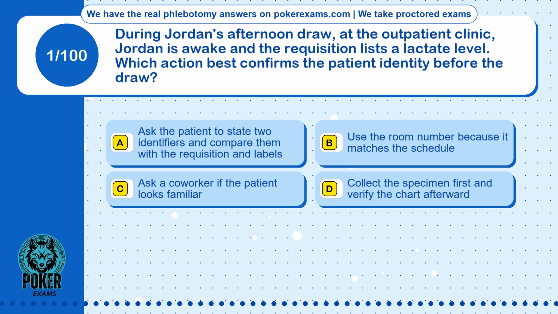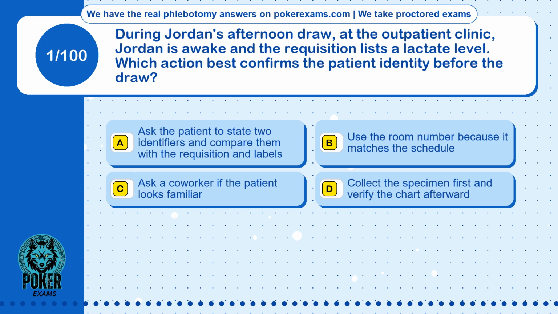Question 1. During Jordan's afternoon draw at the outpatient clinic, Jordan is awake and the requisition lists a lactate level. Which action best confirms the patient identity before the draw? Option A. Ask the patient to state 2 identifiers and compare them with the requisition and labels.